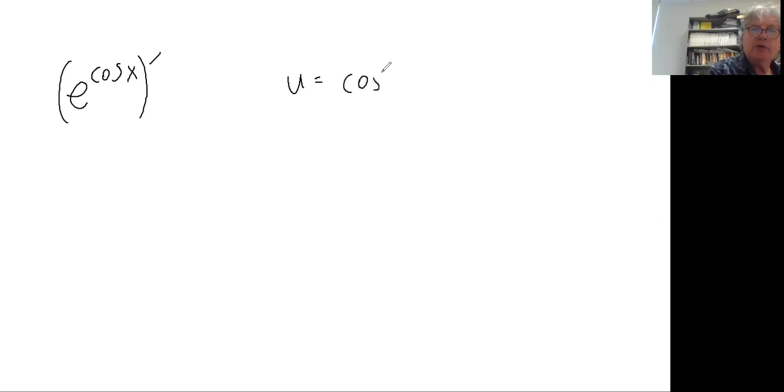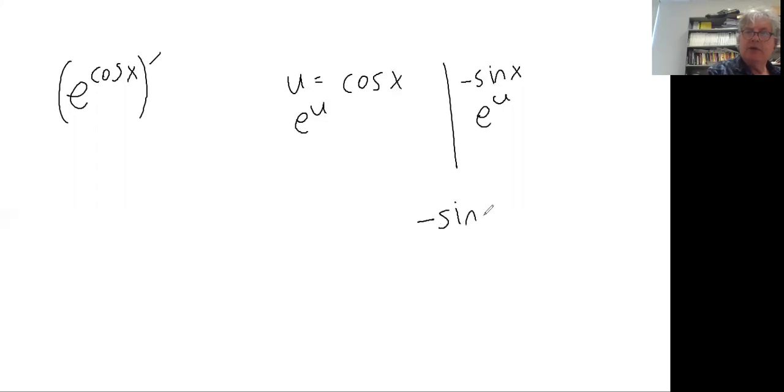Okay, let's look at the problems for section 4.5. So the first one was to take the derivative of e to the cos x. Well, we use the chain rule. So we let u equal cosine of x, and then we have e to the u. So the derivative of this is minus sine x and e to the u. And the chain rule just says multiply them together. So we get minus sine x times e to the u, but u is cosine x. And that is our answer.